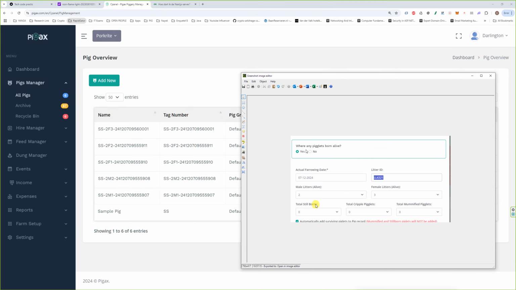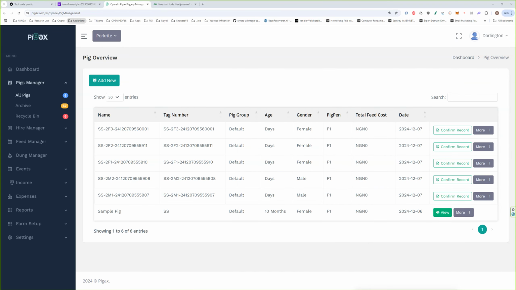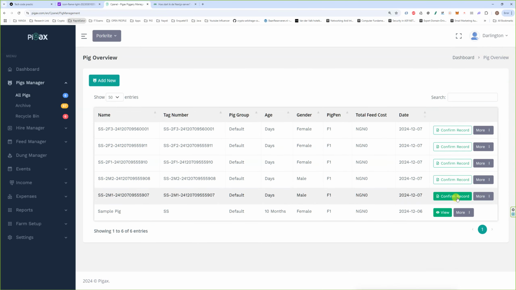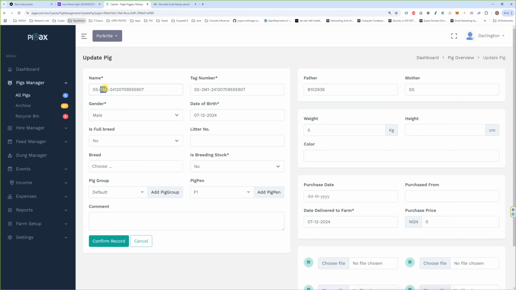So what does this mean for the farmer? What does he then have to do if he still wants to make sure he changes this? He has to go to all pigs, please. Yes, so here the farmer then has to go one by one and edit all the pigs to make sure it aligns with what he wants. This is where he can do it. He clicks on edit and then tag number, he changes it. There is litter number, there is everything here. So he has to do it for all the individual pigs that were born in that litter.